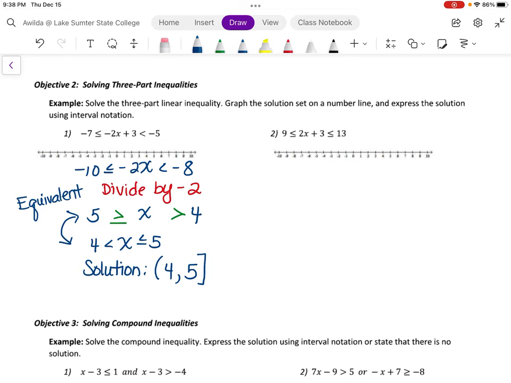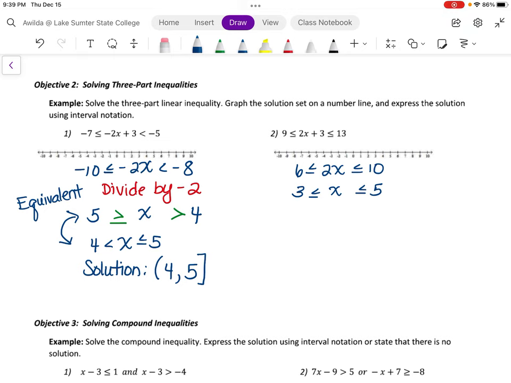In the next example, it looks very similar. We're going to subtract 3 from all three parts to start isolating x. So if I subtract 3 from 9, I get 6. Then we have that less than or equal to 2x, and that'll be less than or equal to 10. This time, I'm going to divide by a +2. Dividing by a +2 will not affect the inequality symbols at all. 3 on the left, x in the center, and then we'll have 5 on the right.